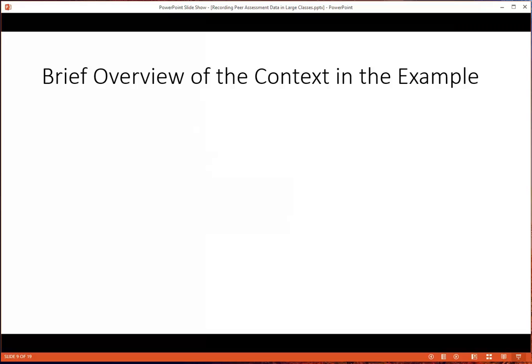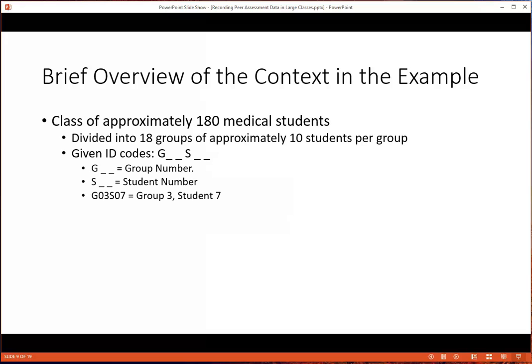So here's a brief overview of the context in this example. And like I said, we're talking about medical students here. They're in clinicals. There's 180 students in this class. This was actually designed for first-year medical students. And they have a whole lot of classes that they take together, including large group ones. And then they participate in these simulated clinical experiences. 18 groups, approximately 10 students per group. It's not always 10. And we've given them ID codes that look like this. It's G and then 2 numbers and then S and then 2 numbers, right?